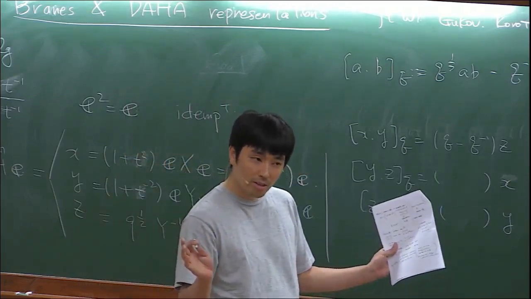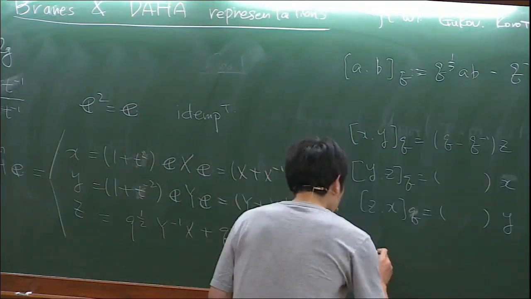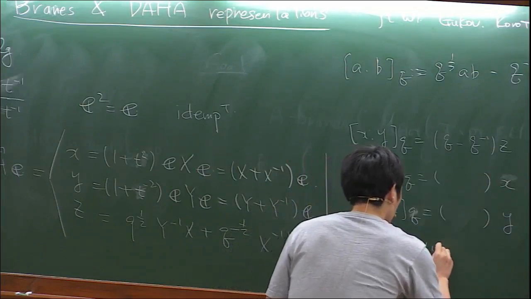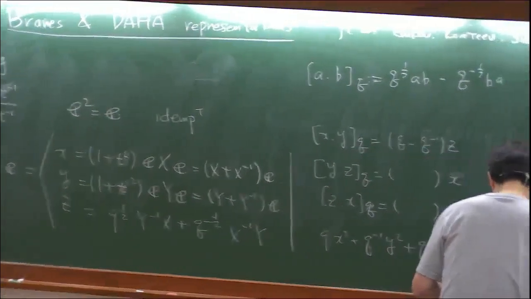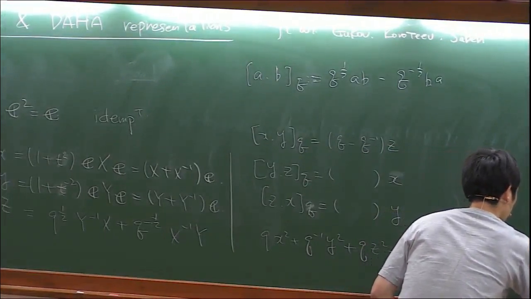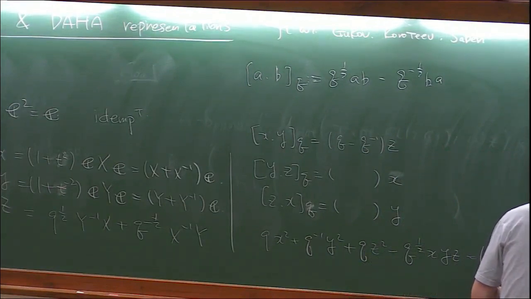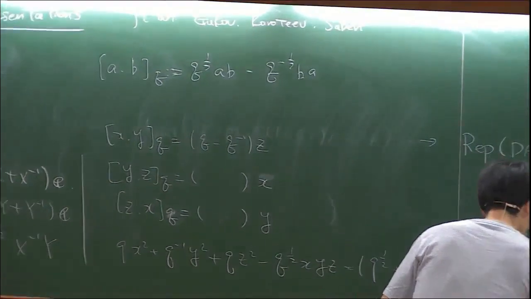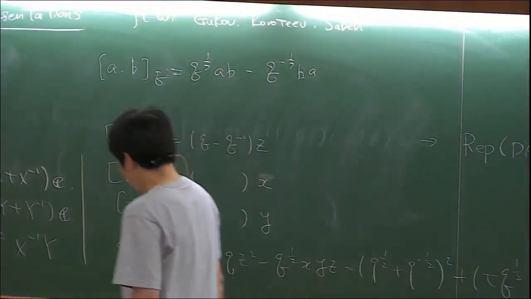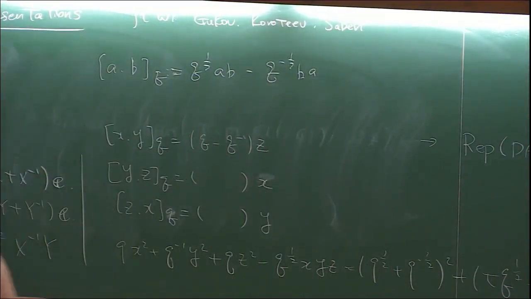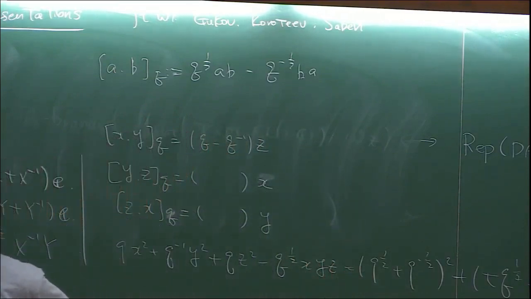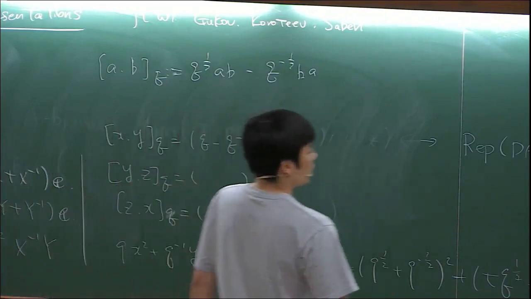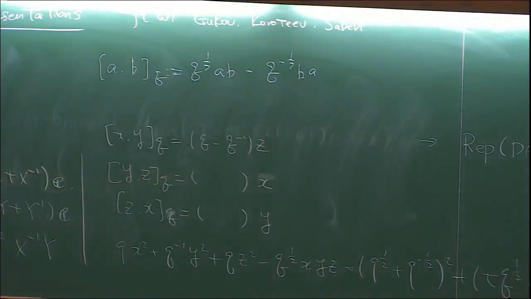In physics language, it's called a scaling relation. And there is a center of the algebra: q X squared plus q inverse Y squared plus q Z squared minus q^{1/2} XYZ is equal to (q^{1/2} plus q^{-1/2}) squared plus (t q^{1/2} minus t inverse q^{-1/2}) squared. The reason why it's called the center is that the right-hand side only depends on the deformation parameters, so it commutes with all elements. That's why it's the center of the algebra. So this is the algebra called the spherical subalgebra inside the Hecke algebra, which I call spherical DAHA.